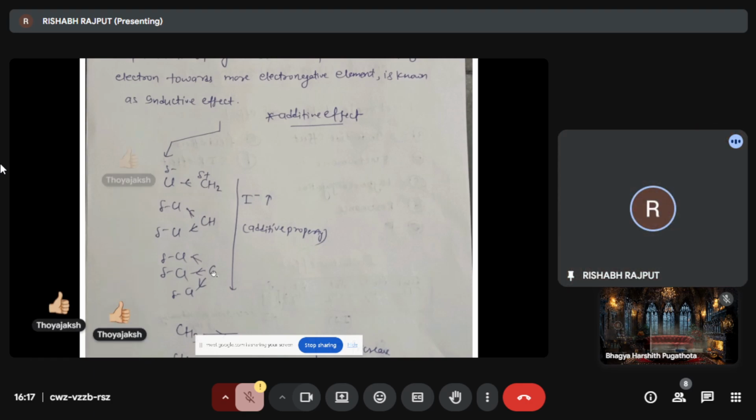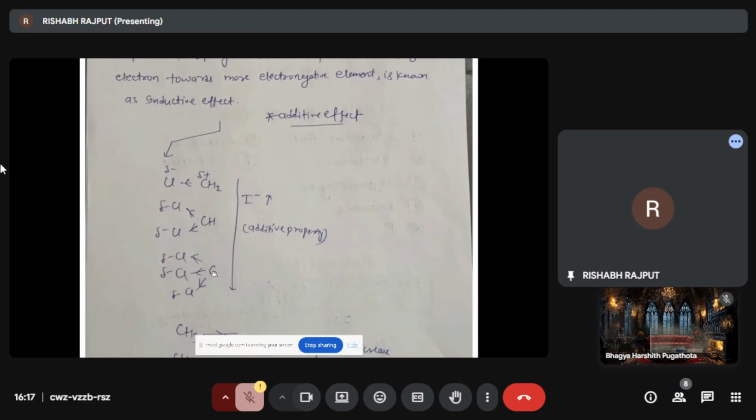I will tell you one thing, guys: this inductive effect has an additive property. That means if you add more electronegative atoms to the carbon, it will increase the I effect on the carbon, so it is an additive property.